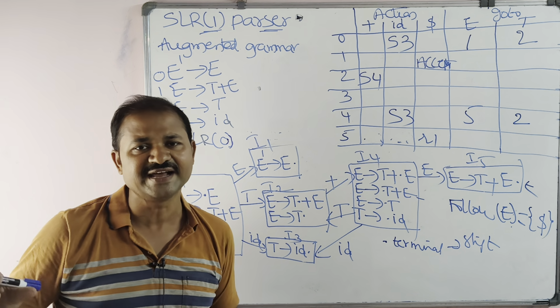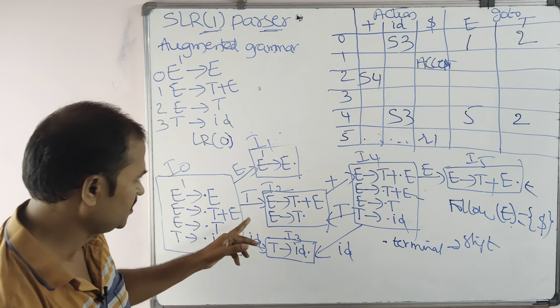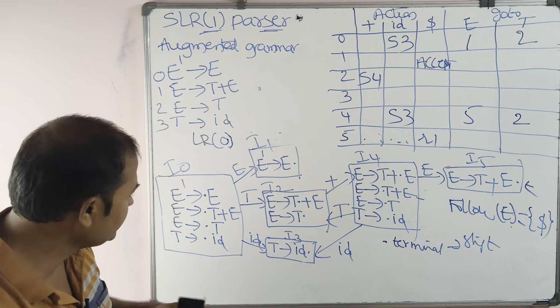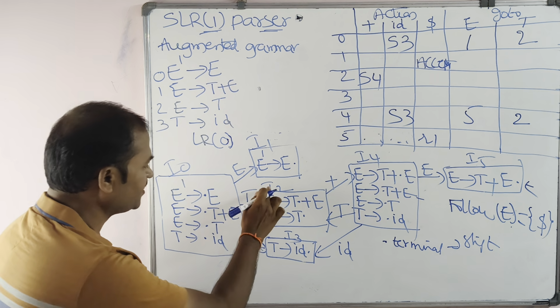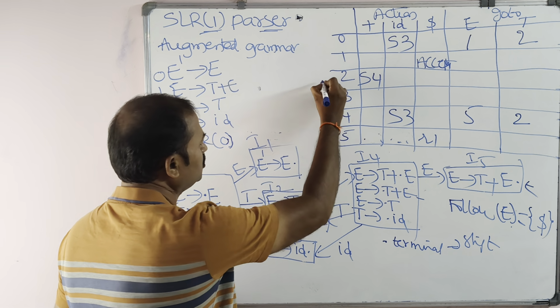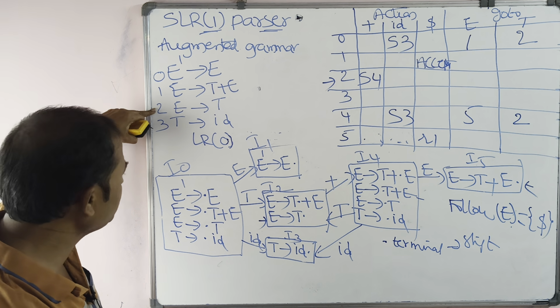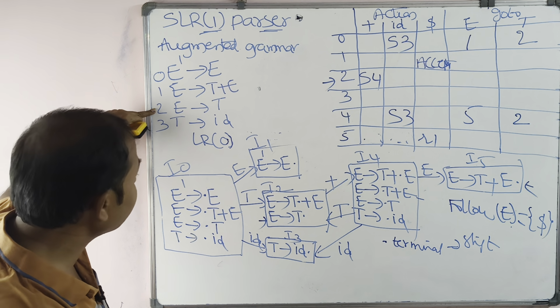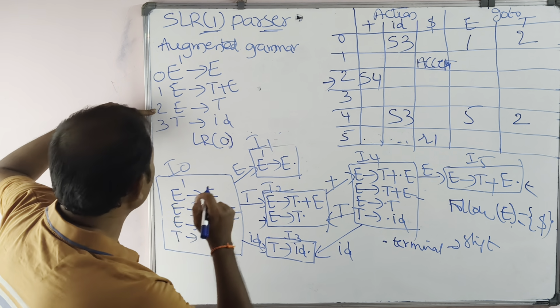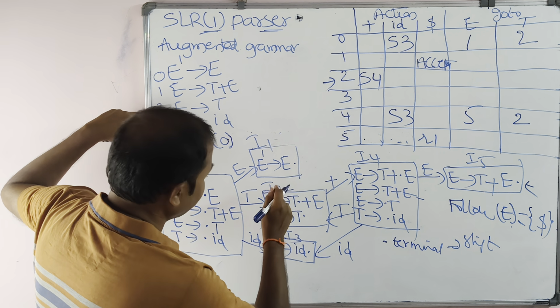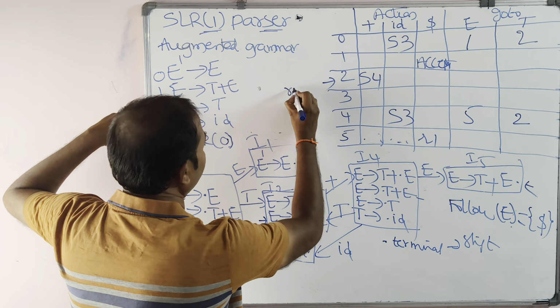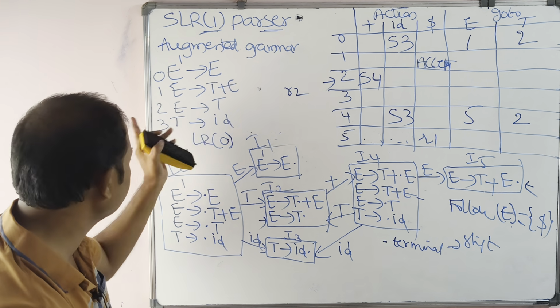So let's check the final item. E produces T dot. Here we have E produces T dot. So the state number is 2. Let's see the production number. What is the production number? Second production. Second production, second state. Both are the same. Okay. R2. Here both are the same.